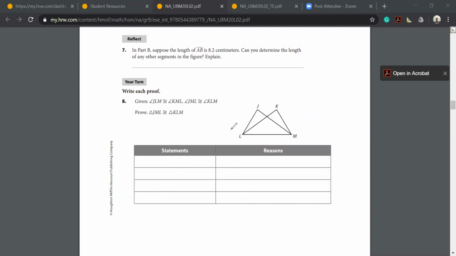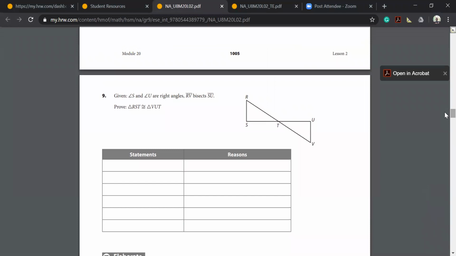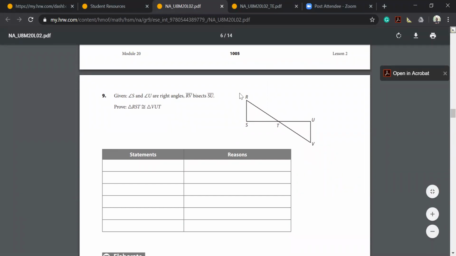Okay, and then I left question 9 for you as well. I have two triangles in front of each other. And then he's telling you, given that angle S and angle U are both right angles, not triangles, both right angles. So this is 90 and this is 90. And that RV, this line, bisects SU. What does it mean to bisect SU?